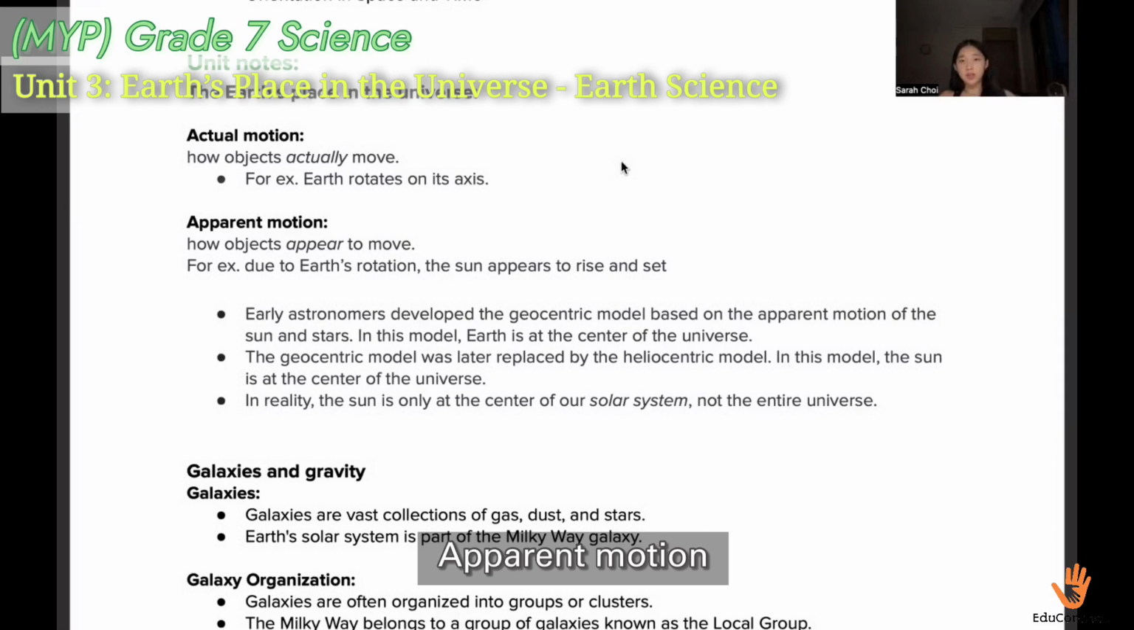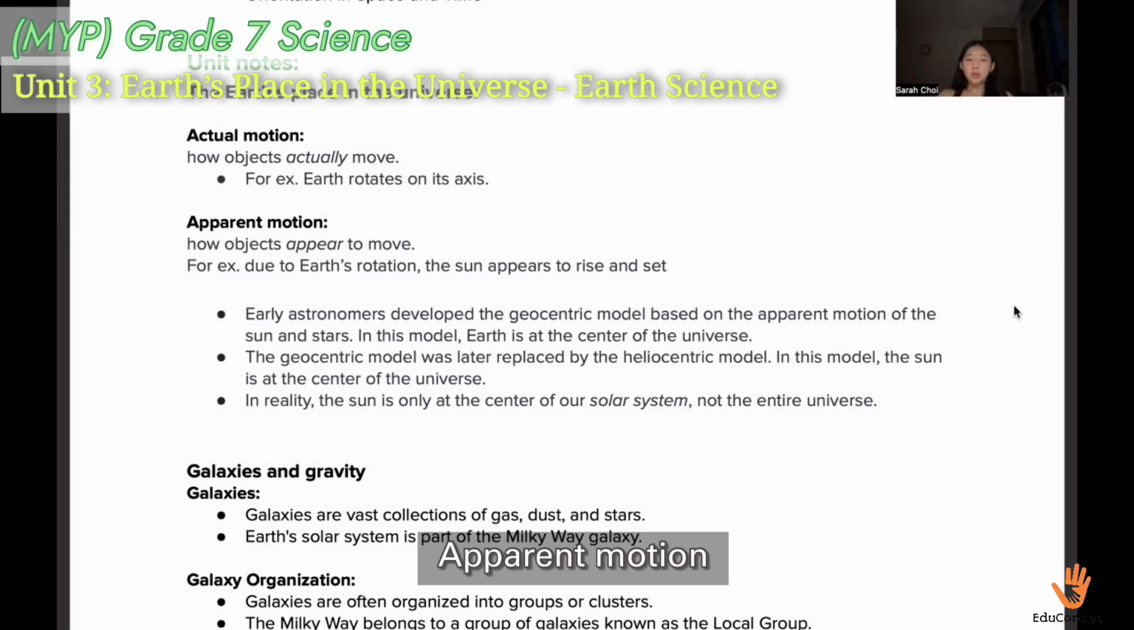However, it's not the sun that is rising and setting, it is the Earth that is moving that gives the appearance that the sun rises and sets. So, a brief historical context behind apparent motion is that early astronomers developed the geocentric model based on the apparent motion of the sun and the stars. And in this model, Earth is at the center of the universe.